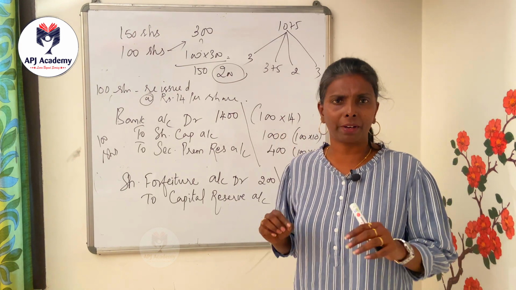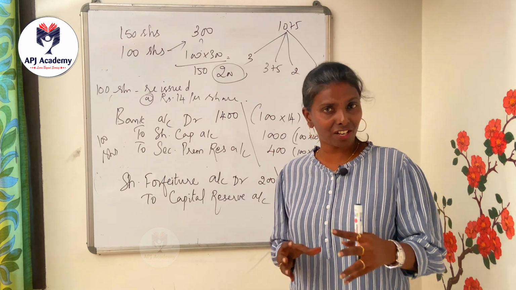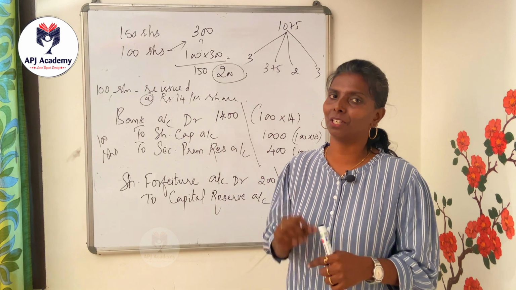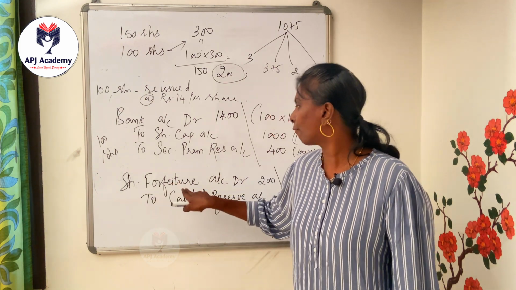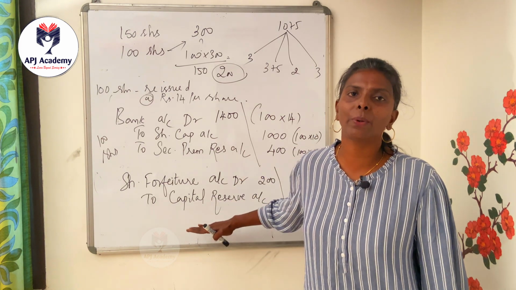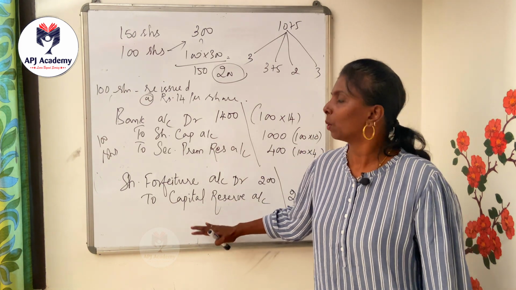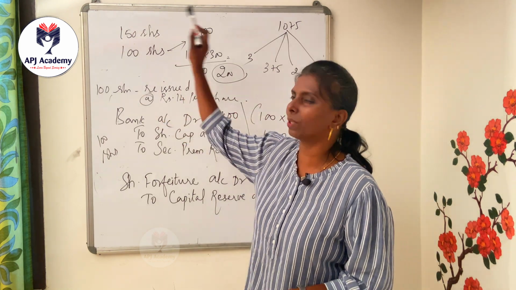Our reissue is pretty simple, so I'm sure you will not have any doubts. The problem actually arises when you come to the calculation of capital reserve. So you know the entry pretty well: share forfeiture account debit to capital reserve. But how do we calculate capital reserve when I forfeit 150 shares and reissue 100 shares? So here we go with the calculation.